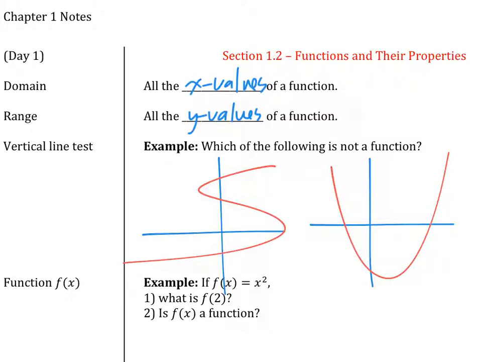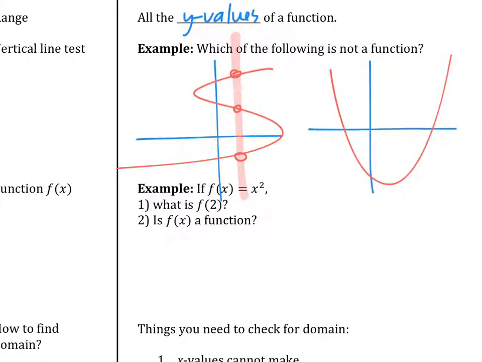Correct. So each x value can only have one y value, and in this graph you can see that x value has 3 y values. So that is not okay, and we do that by using the vertical line test. Basically, the vertical line test says if you draw a vertical line, it cannot go through more than 1 point. This one went through 3 points, so it is not a function. Okay, so this is just review of Algebra 1, pretty much.